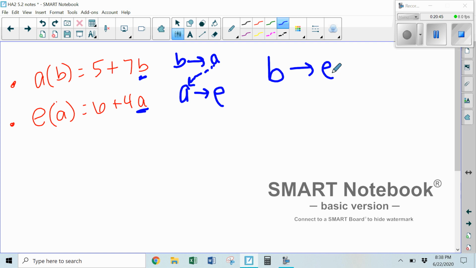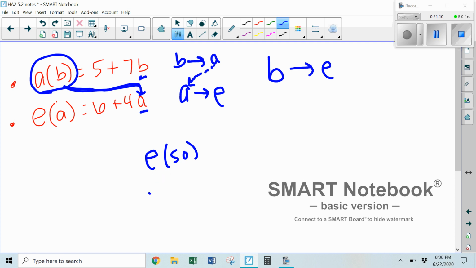So the way I do it is because this function happens first, this function goes into this function. So instead of plugging in A, we're going to plug this function into there. So instead of E of 50, plugging in 50 right here, we're going to plug in A of B. So it's going to be E of, you're not going to plug in a number, you're going to plug in a function.